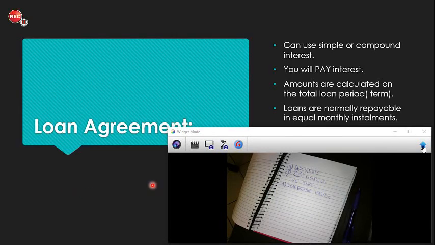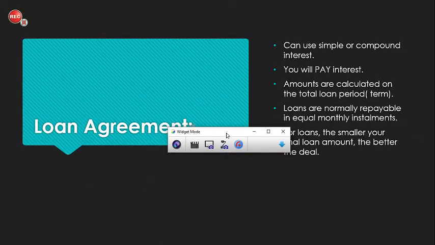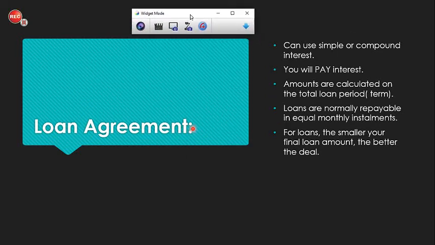All right, so let's just have another look at something like a loan agreement. What's important there is that this can use simple or compound interest. We will be paying interest because it's a loan. The amounts will be calculated on the total loan period or the term. When you take out the loan, you agree to repaying it over a certain amount of time.